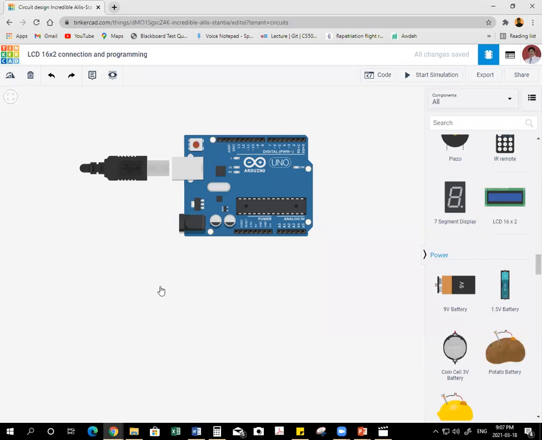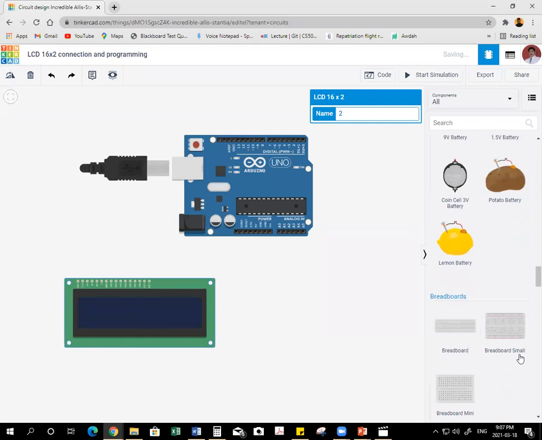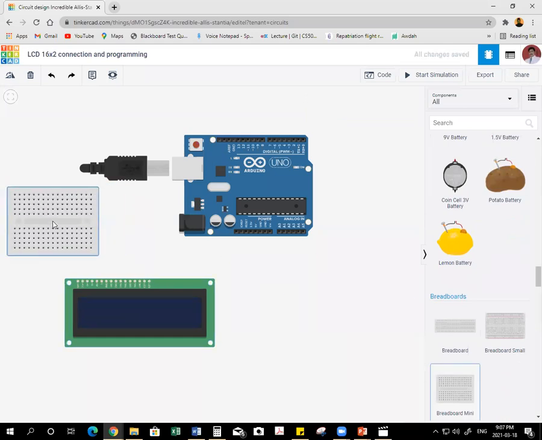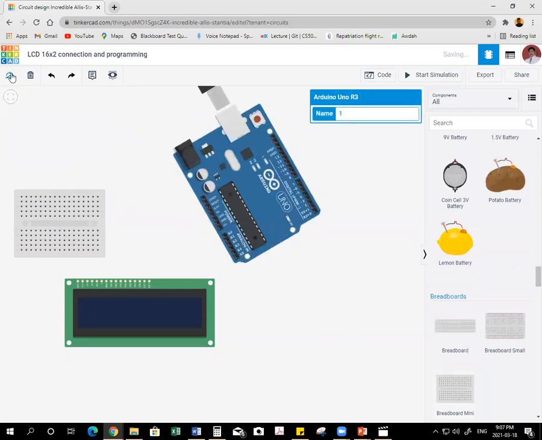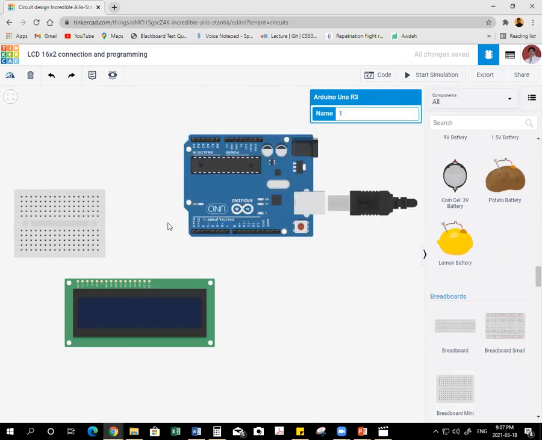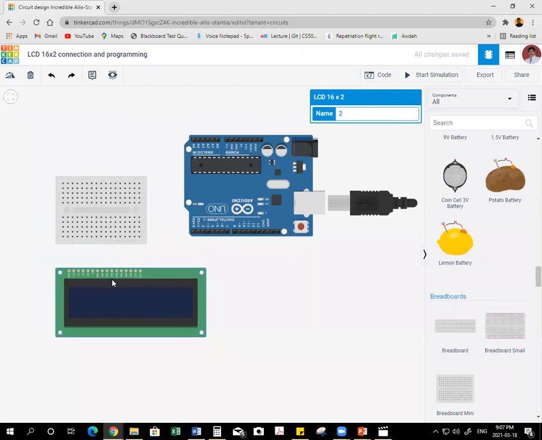Okay, take the LCD also. Now take the breadboard, the small breadboard. Yeah, the mini breadboard I will take. Now this I will rotate, so that the connection will be easy. Now I will explain the LCD.